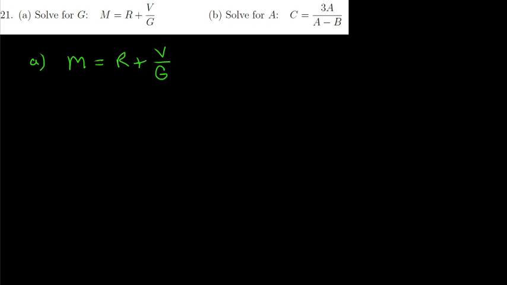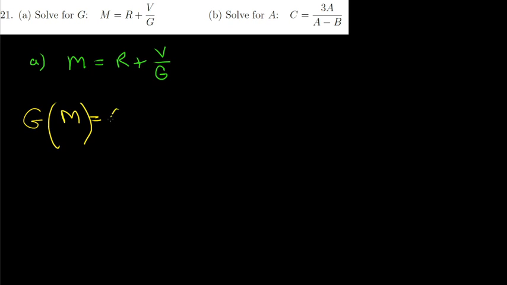Part A, we want to solve for g, and the equation is m equals r plus v over g. Right. So these are still rational equations. They're equations that involve fractions, right? What are we looking for here? We're looking for g, this variable, so it's in the denominator. So the usual way is to multiply both sides by the least common denominator. Well, there's only one denominator, so I'm just going to multiply both sides by g.